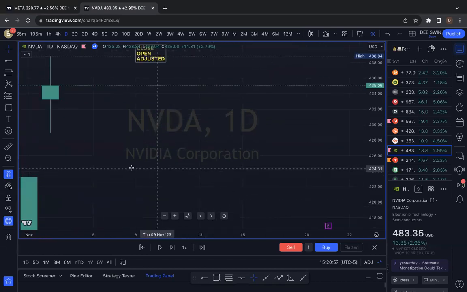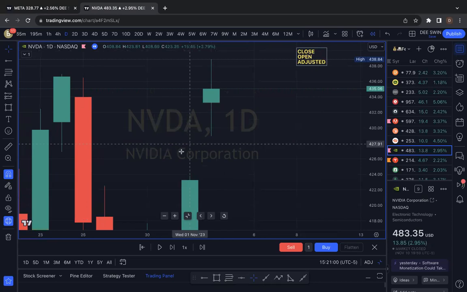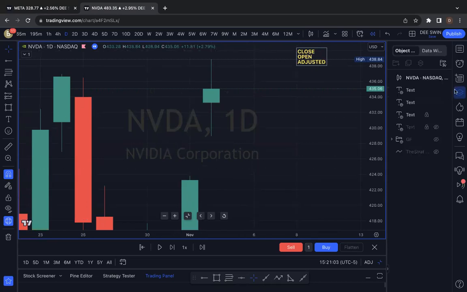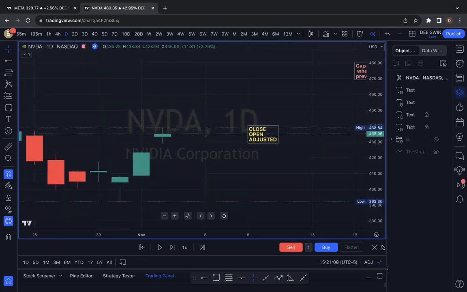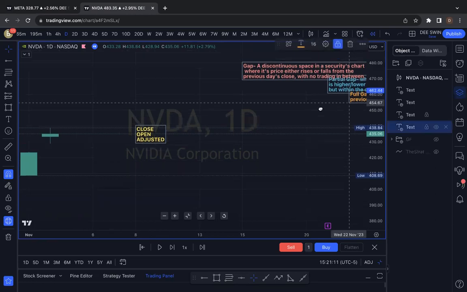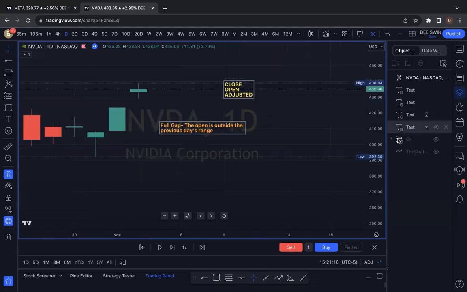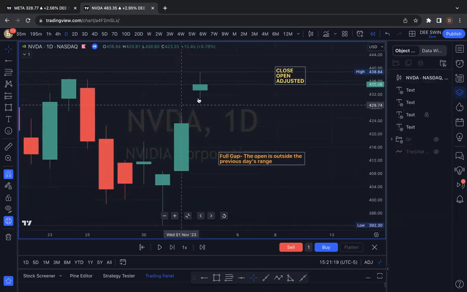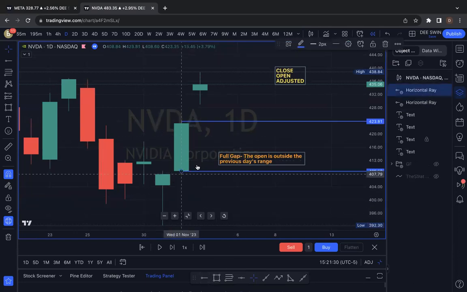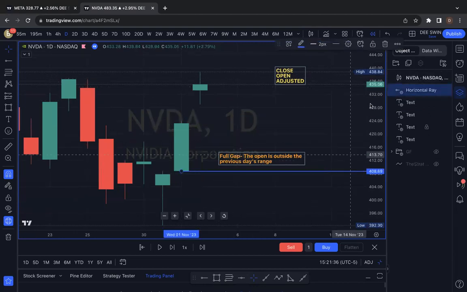Okay. So that's how, so this would be the example of a full gap, right? And let me bring that down. This would be the example of the full gap because this opening range is completely outside of the previous day. It's completely outside. So the previous day's range, that's the high, that's the low. This candle is completely out of that range. So that would be a full gap.